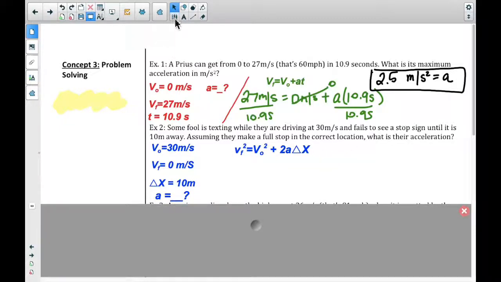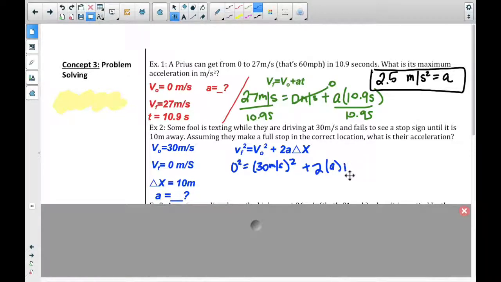And so now we can start to plug in the information that we know. We know the final velocity is 0. And I do like to put units, but since it's just 0, I don't think we need to put our units on 0. Then 30 meters per second, and I'm going to put this in parentheses before I square it because the units are also going to get squared. Okay, a is what we are looking for, and delta x is 10 meters.